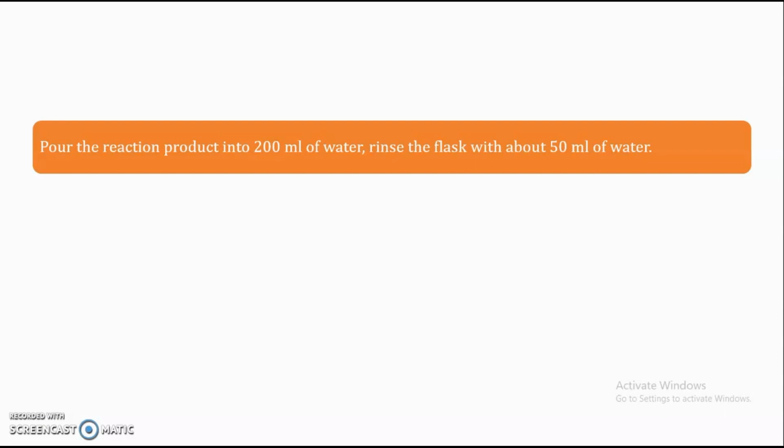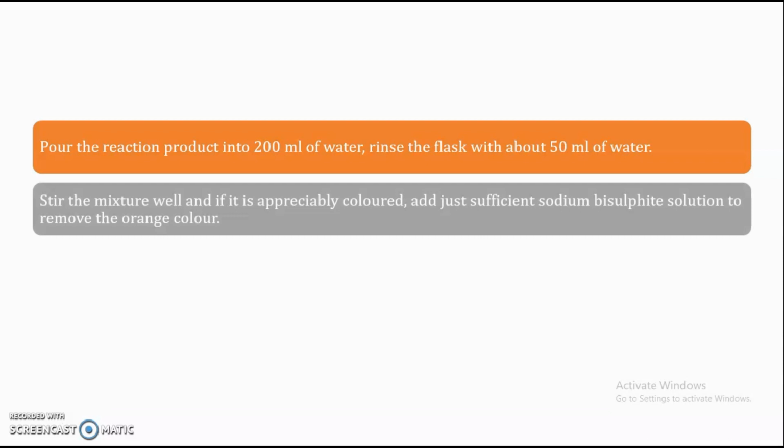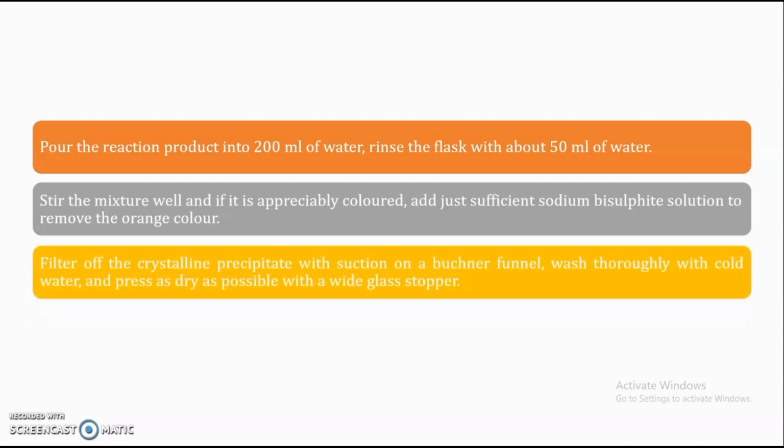Now, next step, pour the reaction product into 200 ml of water. Rinse the flask with about 50 ml of water. Stir the mixture well, and if it is appreciably colored, add just sufficient sodium bisulfite solution to remove the orange color. Filter off the crystalline precipitate with suction on a Buchner funnel.